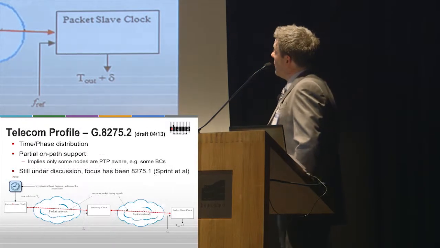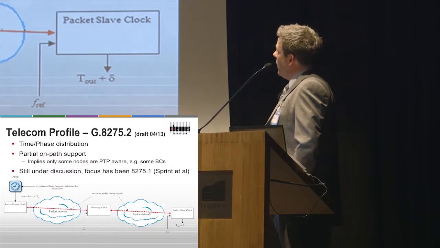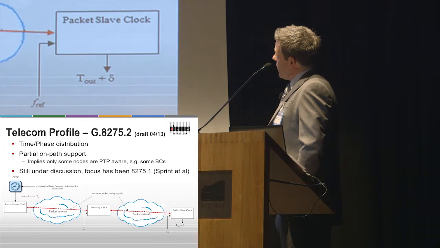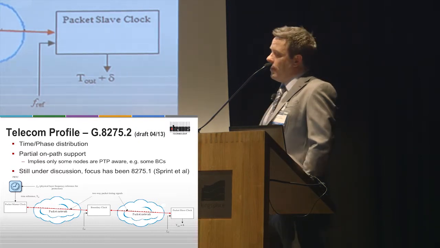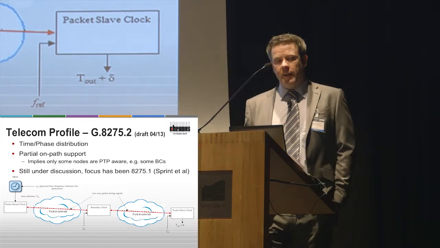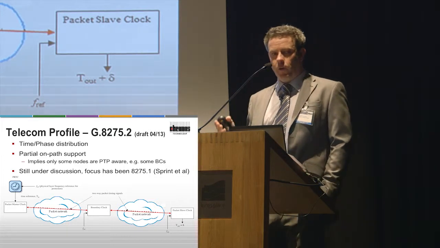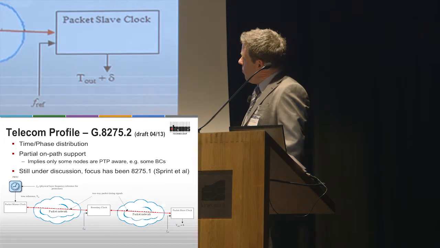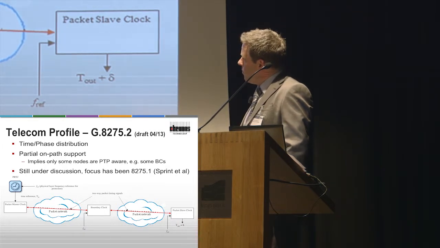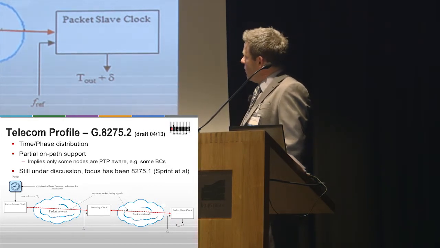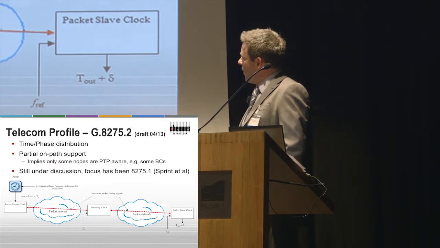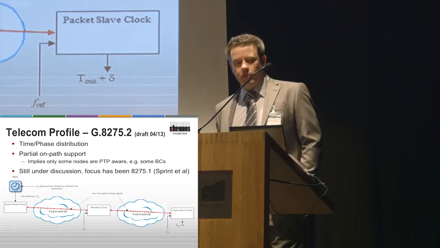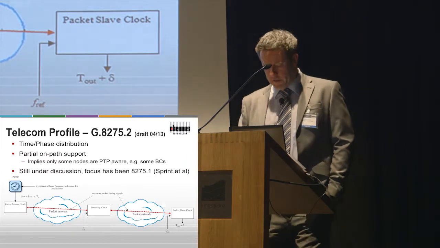The telecom profile for partial on-path support has not really progressed very much because the focus has been on G.8275.1. So the North American carriers were pushing for focus on the full on-path support profile. But partial on-path support implies that you have some network that doesn't have any transparent clock or boundary clock in it. You have boundary clocks at intervals. So that's still under discussion.